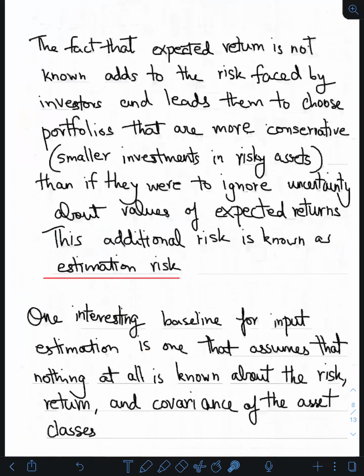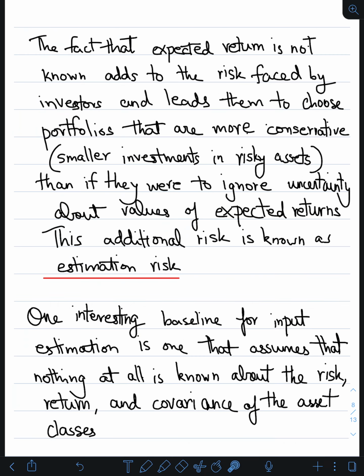So what is estimation risk? If we think about it, when we're trying to estimate expected returns from data, regardless of how long that information lasts, the mean is always estimated with some statistical error. So we cannot generate the mean of the data perfectly. There will always be some statistical error in the estimation process. Okay, the fact that expected return is not known accurately adds to the risk faced by investors. So investors have an extra risk from the fact that just the estimation might have a problem.